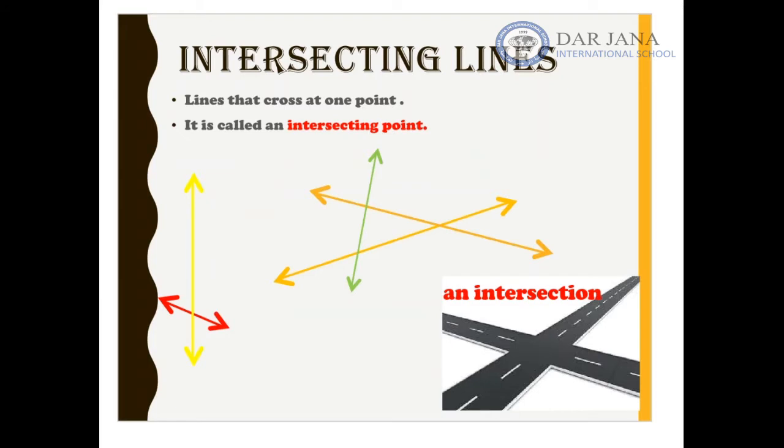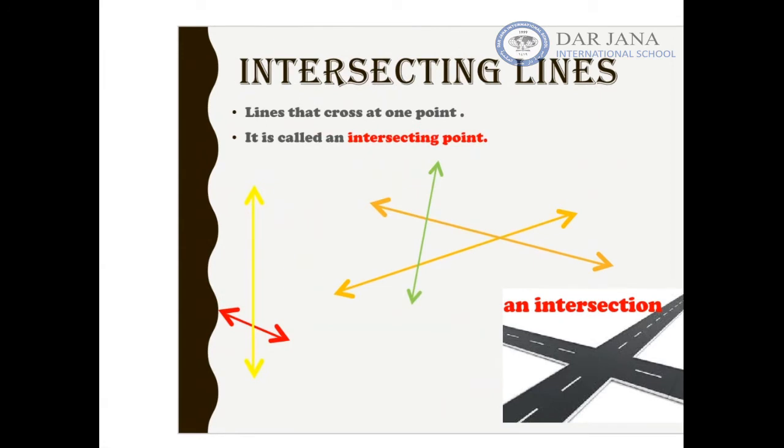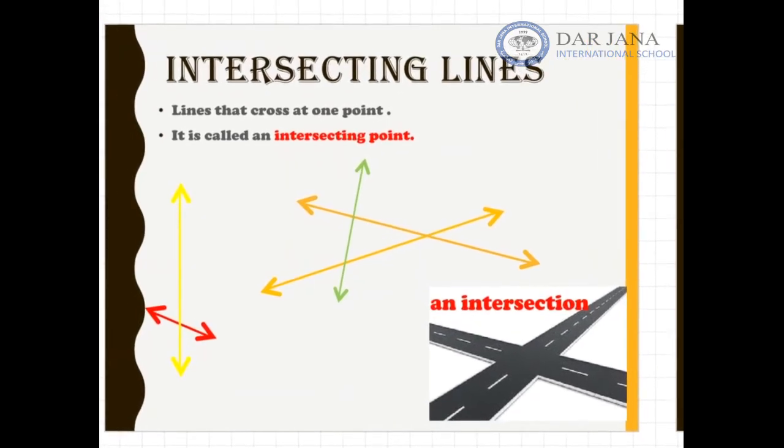Now if you look at this drawing here, the yellow and the red lines, you're going to see that this is the yellow line and this is the red line. They meet with each other. They cross each other at a point, which is the purple point here. So when I have two lines that meet, that cross at a point, I call these lines intersecting lines.